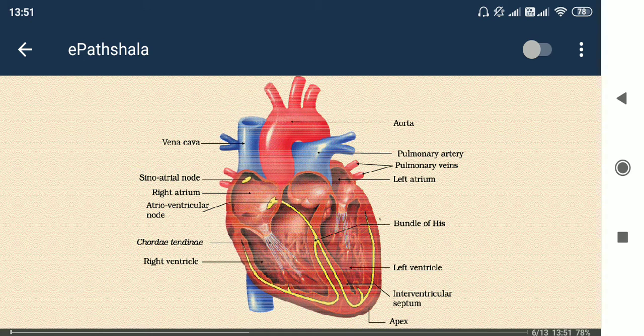When we use a stethoscope, we can listen to this sound easily. So this is the cardiac cycle, total 0.8 second. Only 0.1 second is for atrial contraction. The remaining 0.7 second is for ventricular contraction as well as dilation. So I think this is fine.